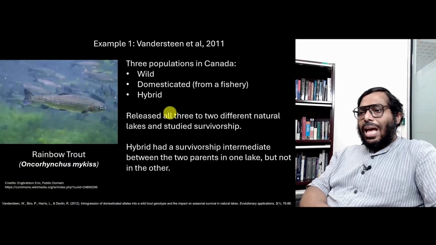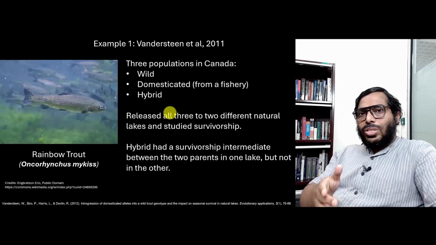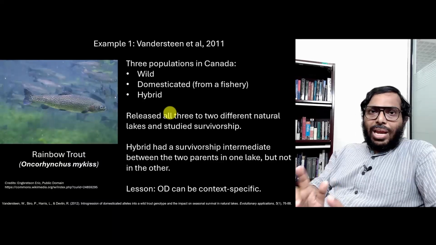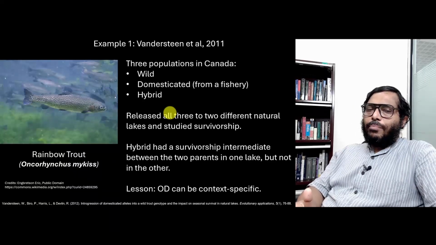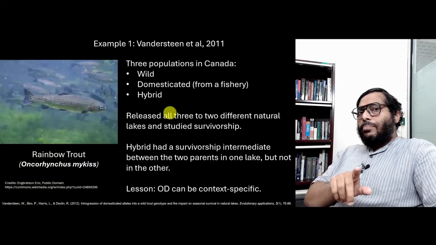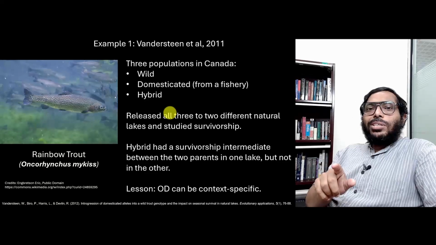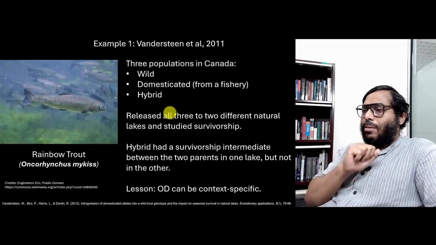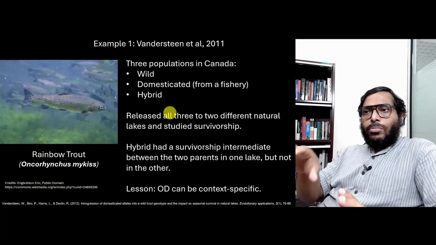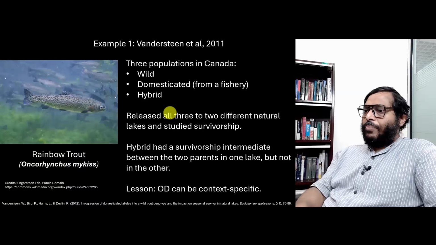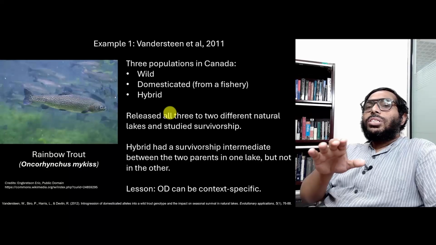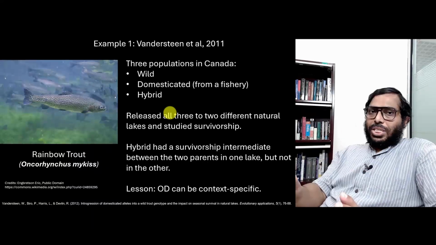What they found was that the hybrid had a survivorship which was intermediate between the two parents in one lake, but not in the other. The main lesson from this is that outbreeding depression can be context specific. Now, here I have to tell you one more thing. Outbreeding depression can not only be context specific, it can also be definition specific. I will tell you what I mean. I defined outbreeding depression as when you have hybrids from two different populations having lower fitness. Now, when I am talking about it, I am thinking in terms of two populations of the same species, right.